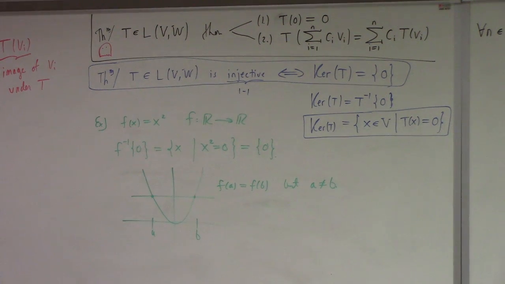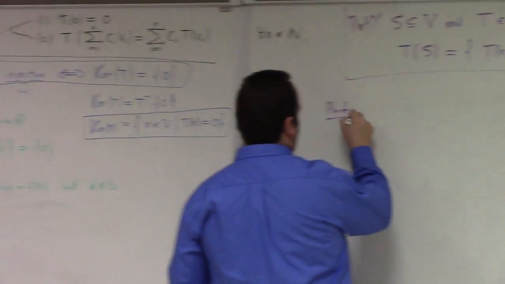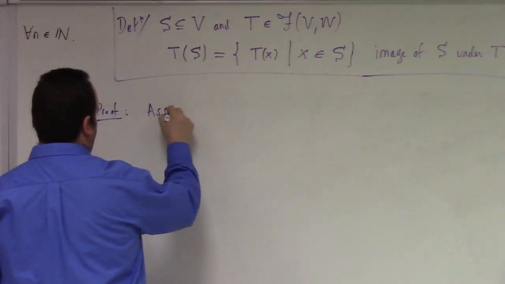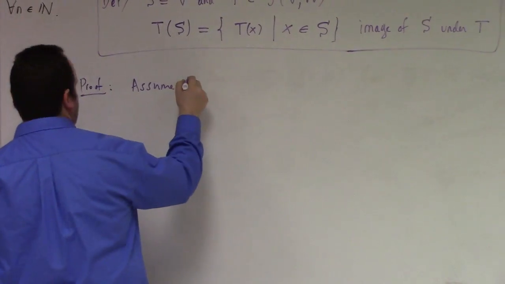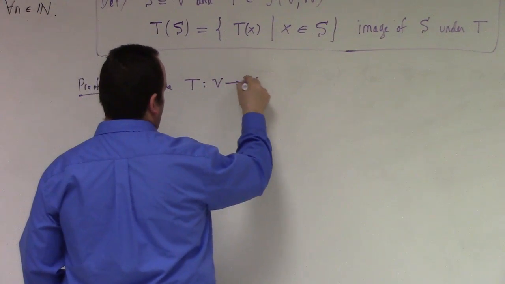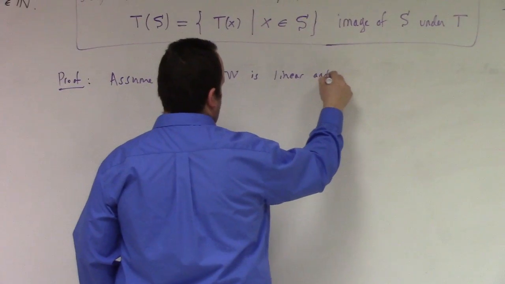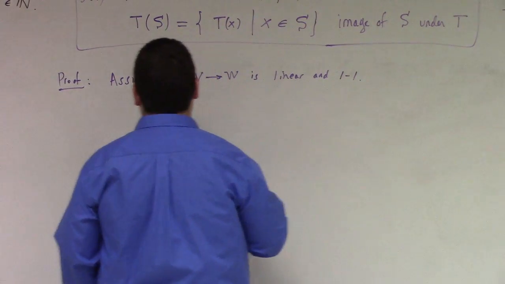It's an if and only if, right? So we got two directions we ought to prove. Proof. Assume that T is a mapping from V to W, is linear and 1-to-1, all right?